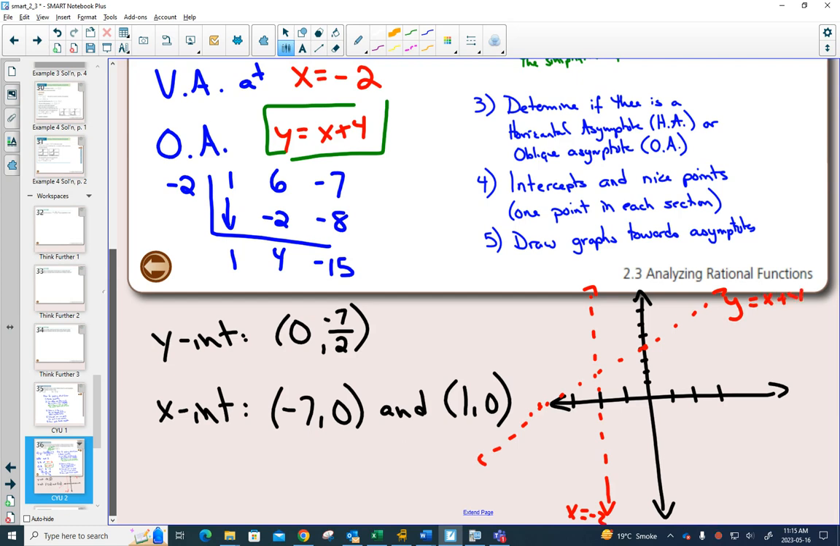So I used my y-intercept and my slope to graph that line. I label the points that I know. I know that I'm going to have the points (-7, 0), (1, 0), and (0, -7/2).